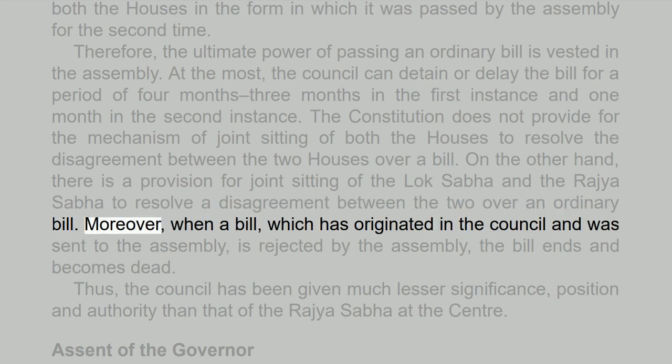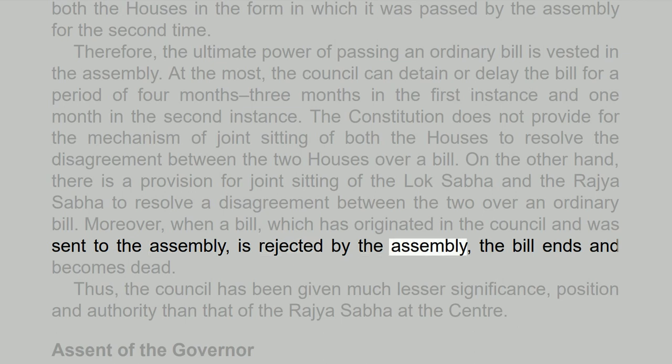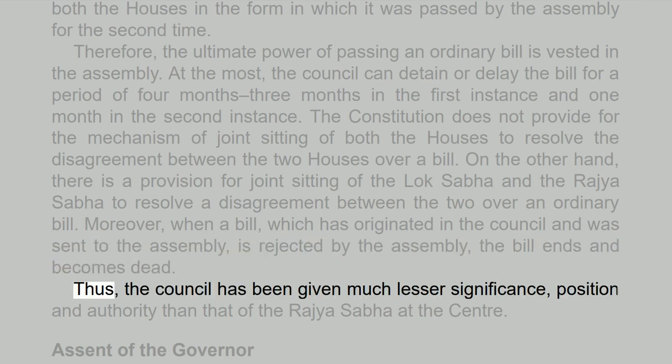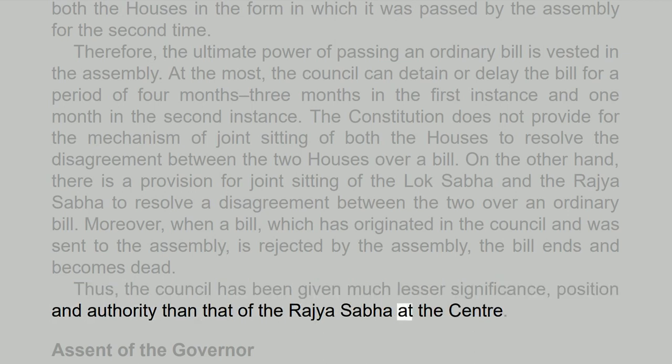Moreover, when a bill which has originated in the Council and was sent to the Assembly is rejected by the Assembly, the bill ends and becomes dead. Thus, the Council has been given much lesser significance, position and authority than that of the Rajya Sabha at the centre.